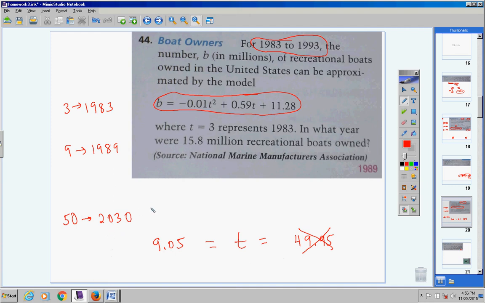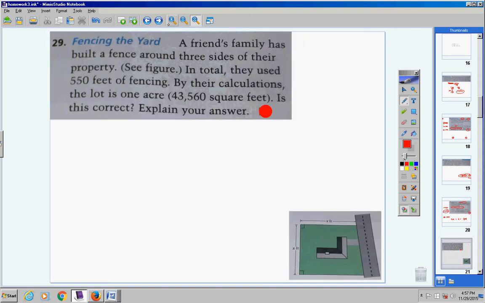Now that's okay for predicting future things, and we can definitely use equations to do that, but that's not what they're asking us here. It's past tense. In what year were 15.8 million recreational boats owned, plus your answer has to fall within this area here. And so this answer here, 9.05, which corresponds with 1989, does fall within our years that were allowed. So there's your answer right there, 1989. Okay, let's continue on to page 269.